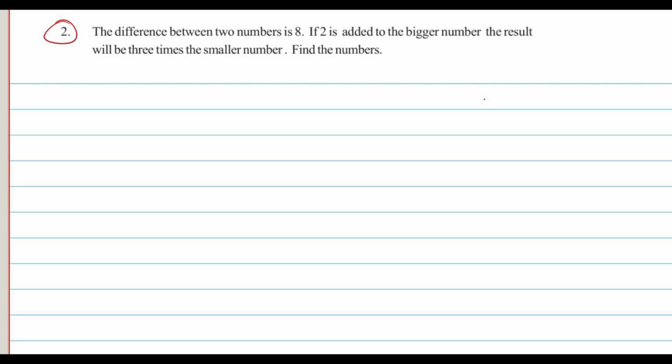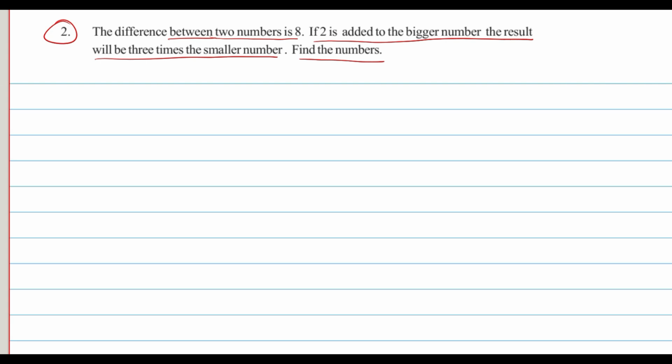Now we are going to discuss the second problem of exercise 2 from class 8, linear equations in one variable. Let us observe this question. The difference between the two numbers is 8. And if 2 is added to the bigger number, the result will be 3 times the smaller number. Find the numbers.